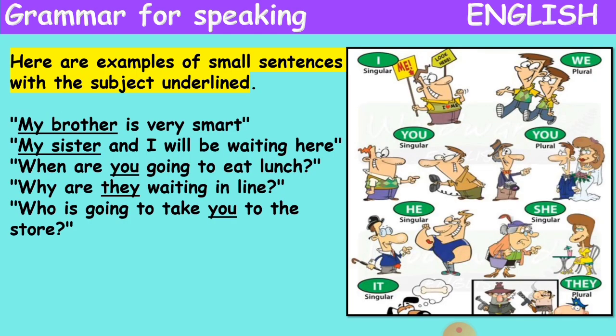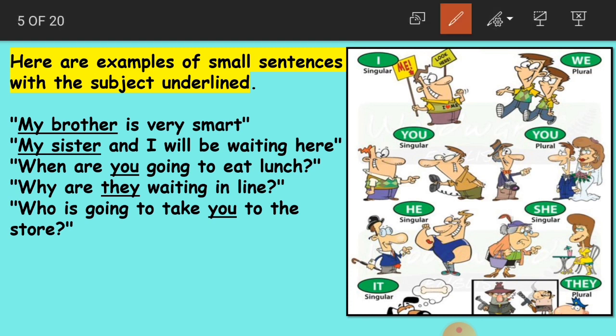Again, here are some examples, children. I'll just read it for you. The very small sentences which are underlined, those all are subjects. See, my brother is very smart. My brother is very smart.